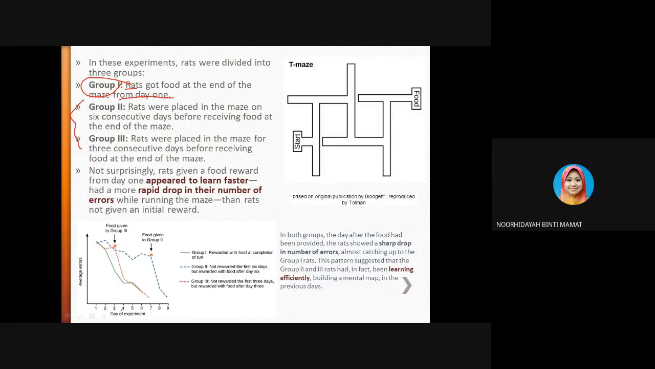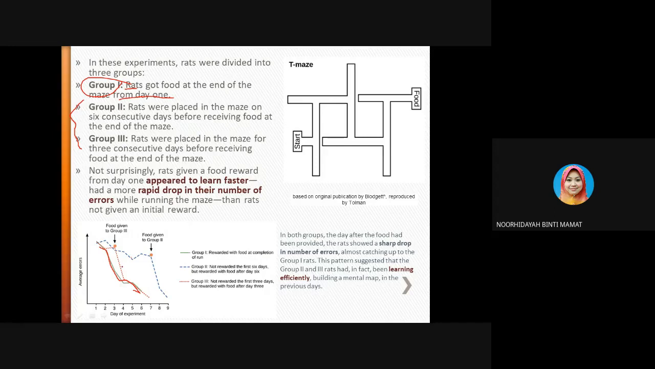As you can see from the graph, not surprisingly, the rats given a food reward from day 1 appeared to learn faster and had a more rapid drop in the number of errors while running in the maze. This is group 1, the rats not given any initial rewards aside, so the average error rapidly goes down from day to day of the experiment.